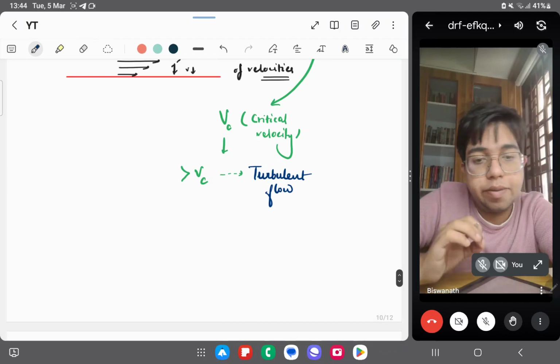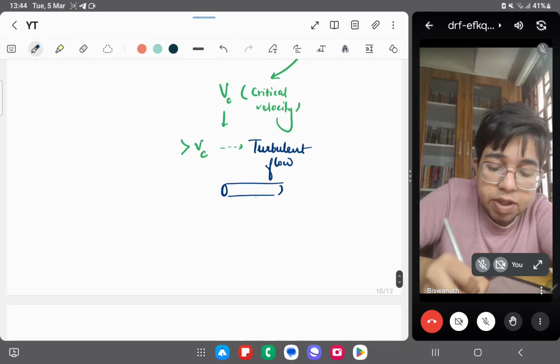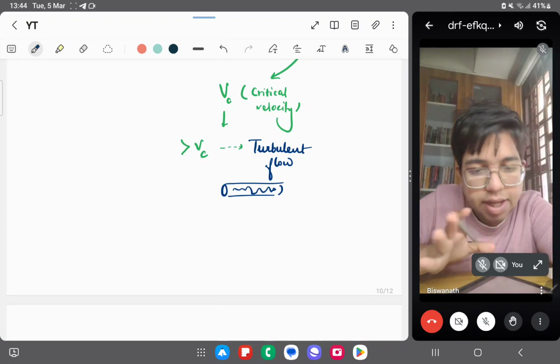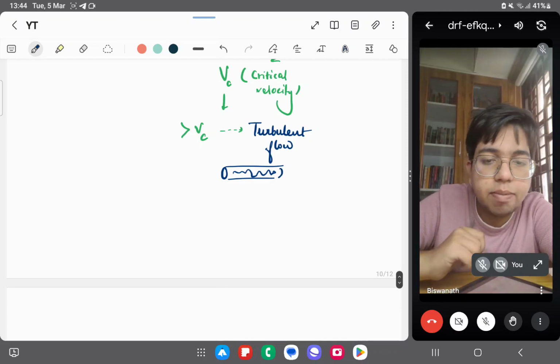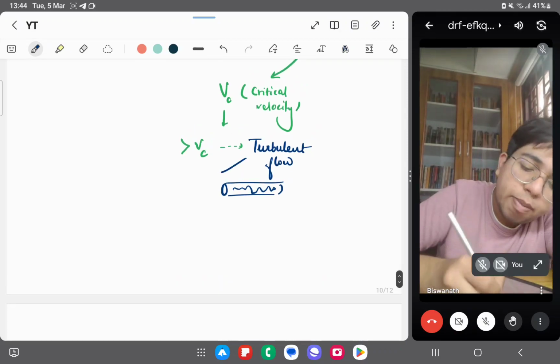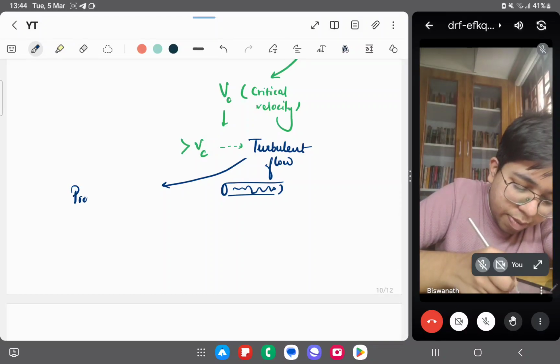Turbulent flow of blood. The blood flows in this fashion. This is a blood vessel, and the flow of blood will be like this, turbulently. You must have heard about Brownian motion, like that. We just don't use the term Brownian motion in the case of blood. Okay.